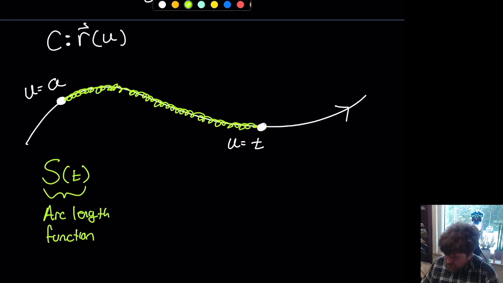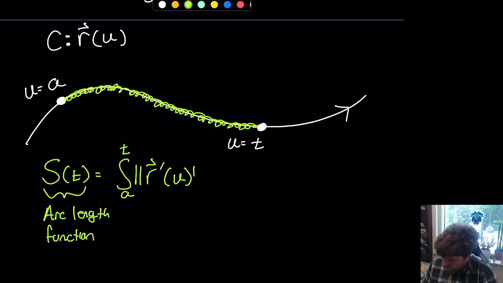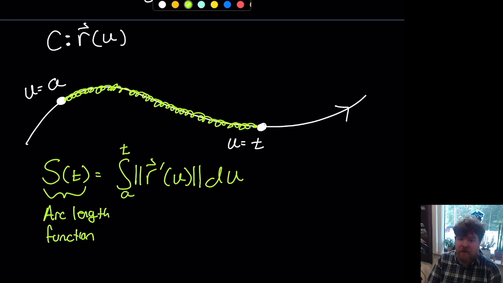And what s of t is going to be equal to is the integral from a up to t of the magnitude of r prime of u. And remember, now our independent variable is u. U is what's changing to give me the curve. So we're going to integrate with respect to u. So this is our arc length function. So give me a value of t, and I will tell you how far you have to travel from A to get to T along your curve. All right.